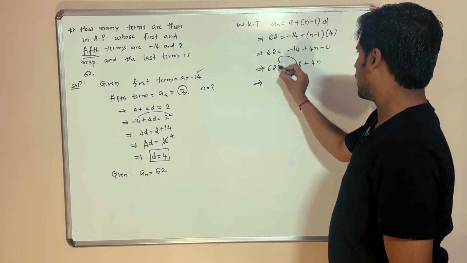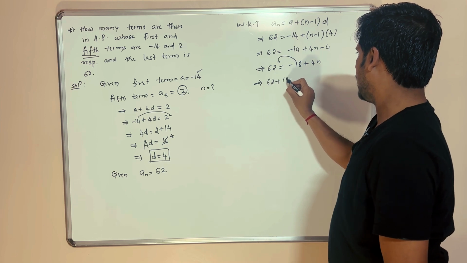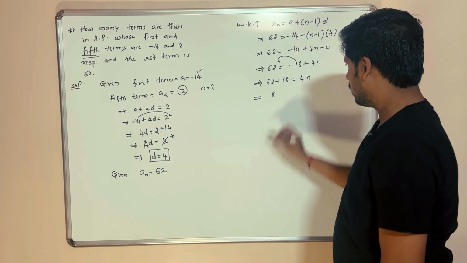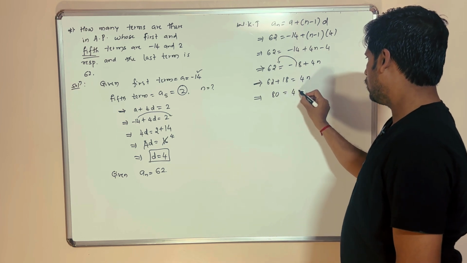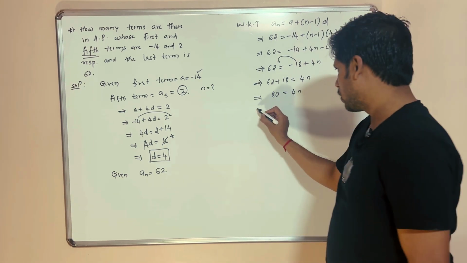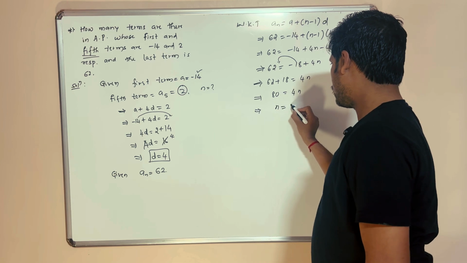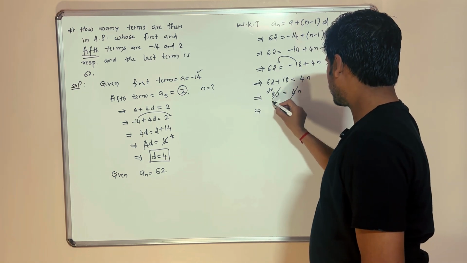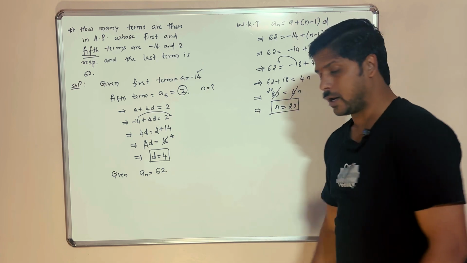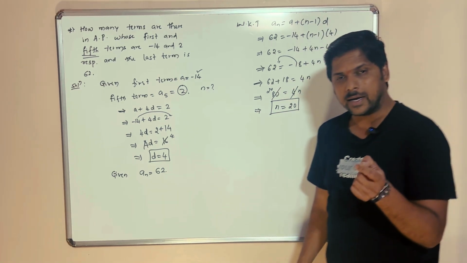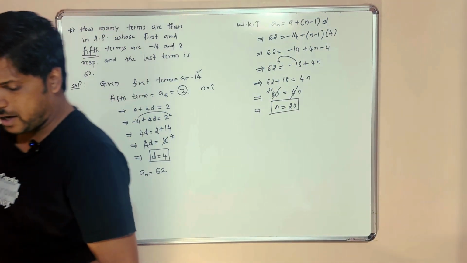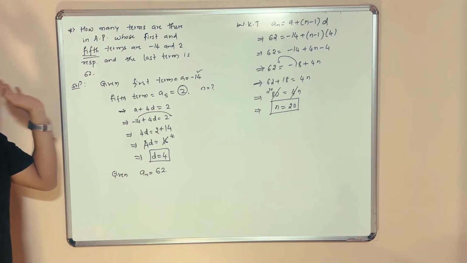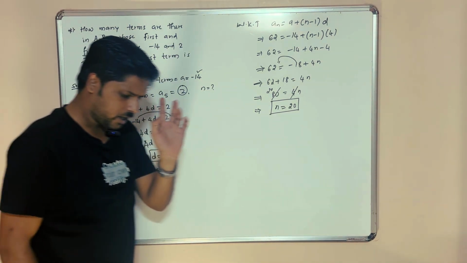So take this one to this side. 62 plus 18 is equal to 4n. 62 plus 18, that is 80, is equal to 4n. Then n is equal to 20, because 4 twenties are 80. So n is equal to 20. The total 20 terms are there between these numbers, from minus 14, 2, up to the last number 62. Note it down.